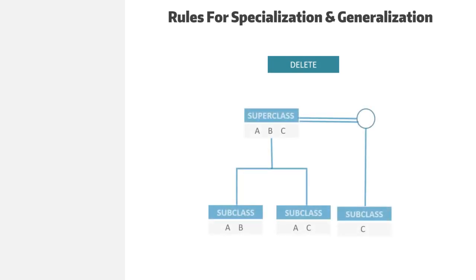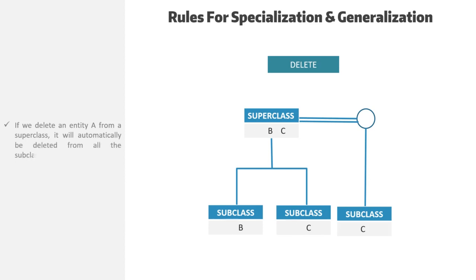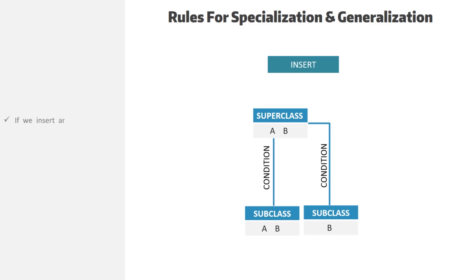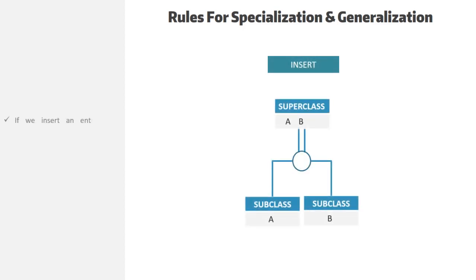Because of these constraints, some rules will be applicable to specialization and generalization. If we delete an entity A from a superclass, it will automatically be deleted from all the subclasses to which it belongs. If we insert an entity A into a superclass, it will be inserted in all predicate-defined subclasses if the entity satisfies the condition. If we insert an entity in a superclass of a total specialization, it will also be inserted in at least one of its subclasses.